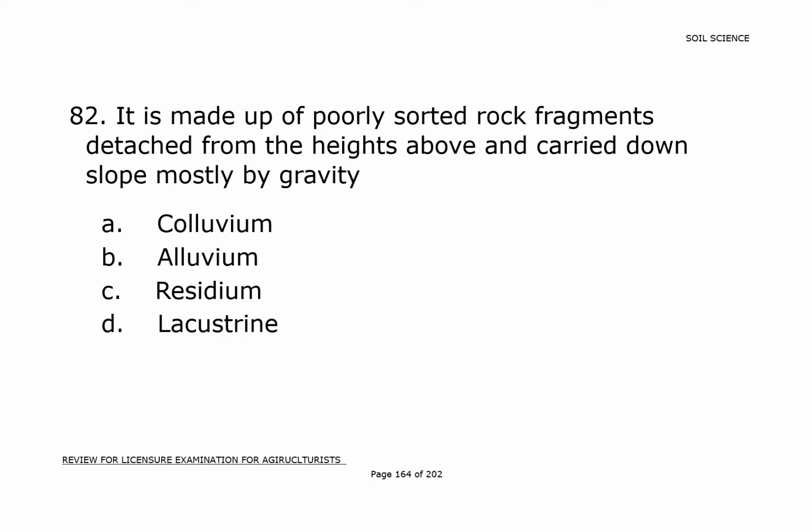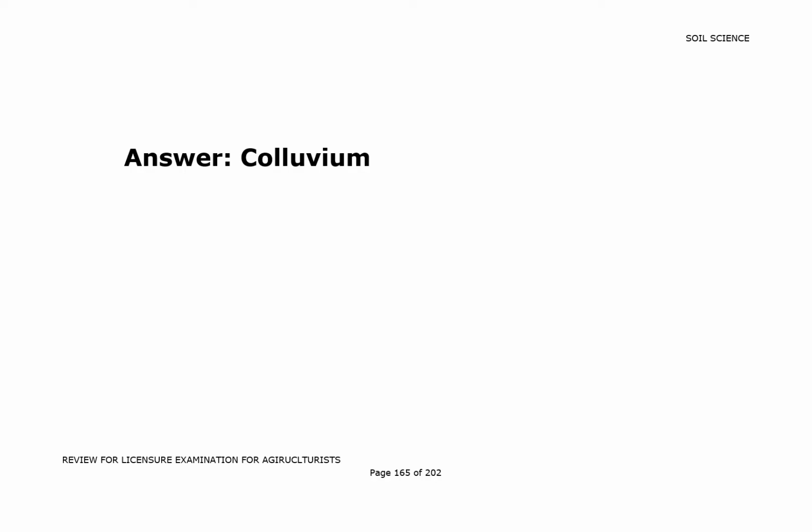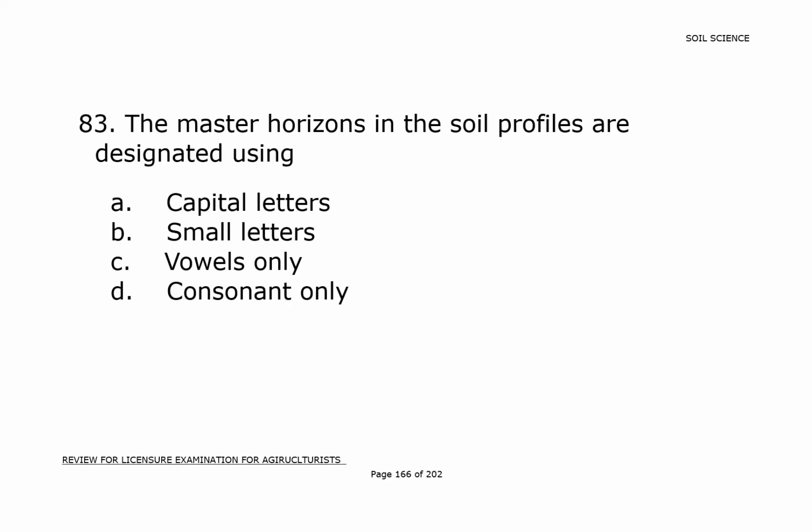Number 82. It is made up of poorly sorted rock fragments, detached from the heights above and carried down slope mostly by gravity. A. Colluvium, B. Alluvium, C. Residuum, or D. Lacustrine. The answer is colluvium.